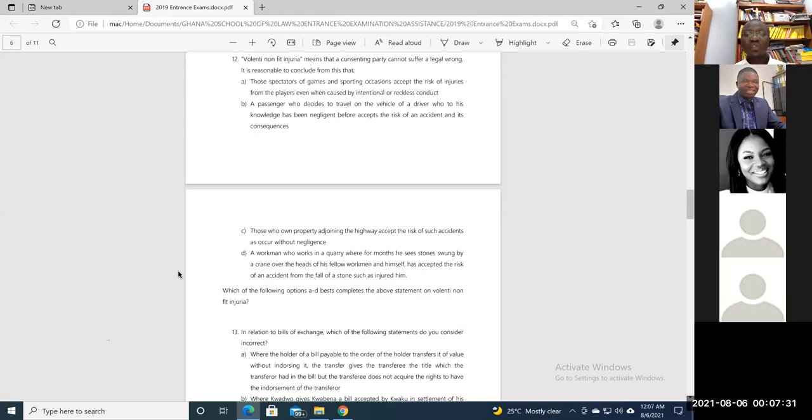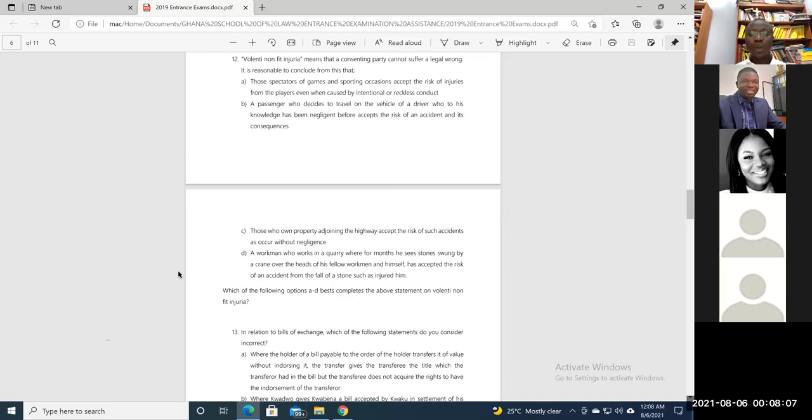Those spectators of games and sports occasions accept the risk of injuries from players, even caused by intentional or reckless conduct. Okay, so intentional or reckless conduct, despite the fact that the word intentional is used, they all have the effect of failing to exercise the duty of care, isn't it? So it will still come to the area of negligence, breach of duty of care, and so on. But let's compare that with D.